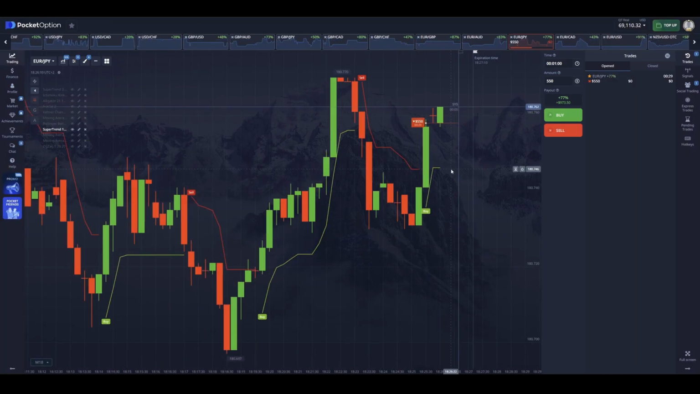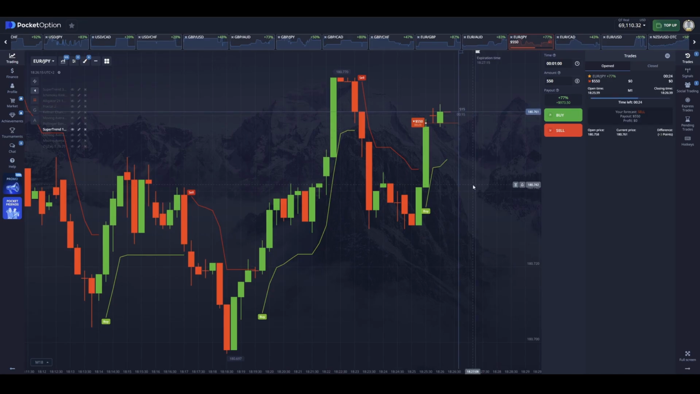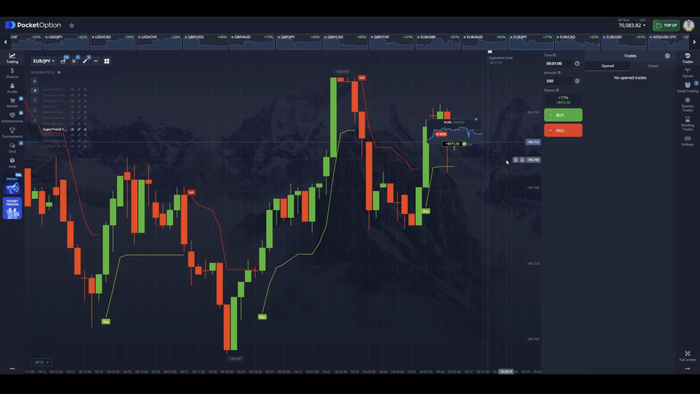So my price touches this line, I open a sell trade on a strong impulse, and now I just need to wait for the profit. That's all I need to do. Great, the second trade brings me another $400 in profit. Let's take a look at the second strategy, which has even more advantages.